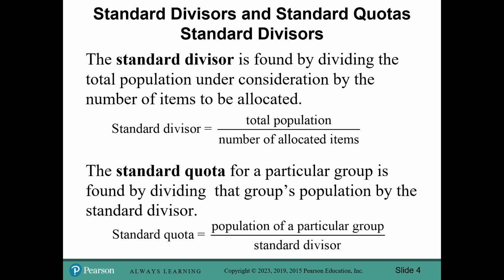So let's look at standard divisors and standard quotas. The definition of standard divisor is as follows. The standard divisor is found by dividing the total population under consideration by the number of items to be allocated, so that our standard divisor equals the total population divided by the number of allocated items. The standard quota for a particular group is found by dividing that group's population by the standard divisor. Our standard quota equals the population of a particular group divided by the standard divisor.